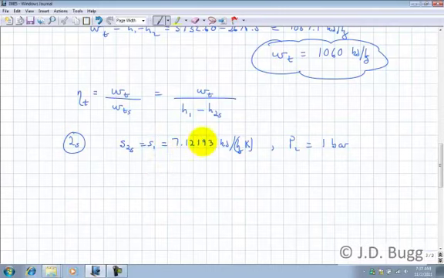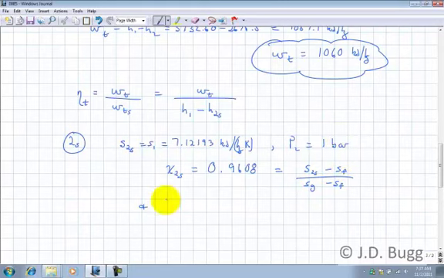Now it turns out that it's a mixture because this is between SF and SG. We can calculate the quality using this value of entropy, and the quality turns out to be 0.9608. So that's coming from S2S minus SF over SG minus SF. These SG and SF values taken at 1 bar. And then we can turn around, take that quality, and get an H2S, and that works out to 2586.93 kilojoules per kilogram.